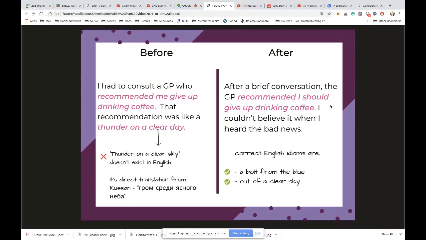But I think in this particular context, it's not what she wanted to say. She wanted to show how she felt about that news. And "I couldn't believe it when I heard the bad news" fits more here and is more appropriate here than saying the news came like a bolt from the blue. Because here we would focus on the news and on how surprising the news was, but she really wants to show how she feels about the news.